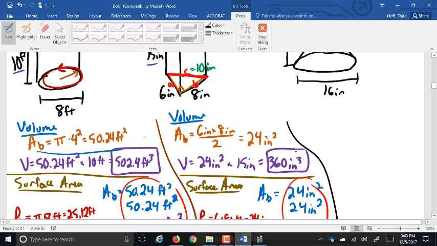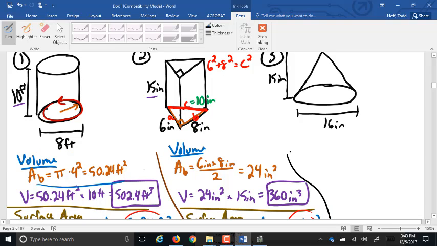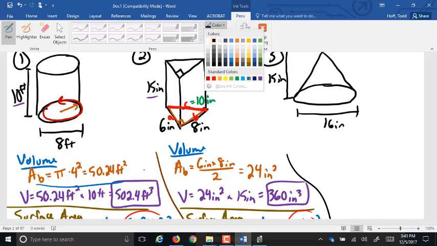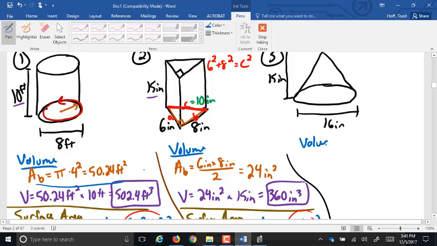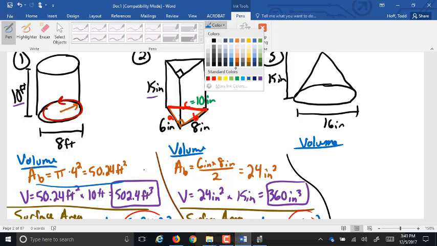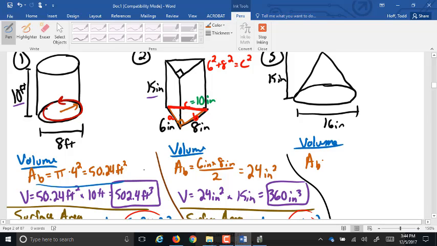Okay, then the last one on our cone. Once again, we have to start out finding the volume with finding the area of the base. The area base is a circle, so it's pi times radius squared. What's the radius of that circle going to be? 8. So pi times 8 squared, which is going to be 200.96 inches squared.